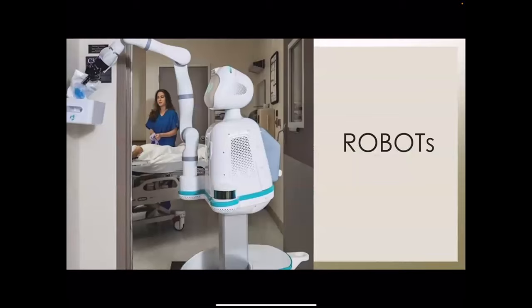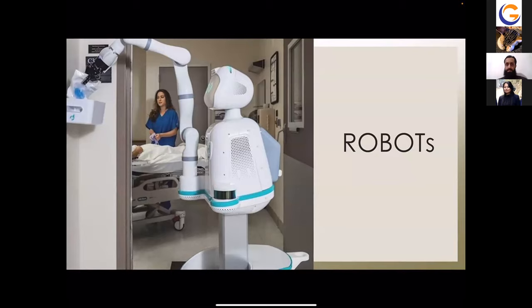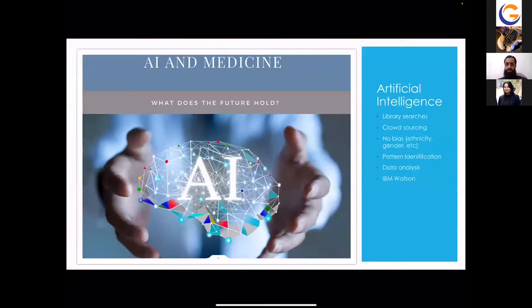Already, you can see that there are some uses out there. Some hospitals have employed robots that are able to get supplies for nurses and offset the demand for healthcare assistance. AI in medicine right now is already being used in some facilities to perform library searches more efficiently than a human could do it. Also to crowdsource data to come up with diagnoses, especially for rare diseases that are often difficult to diagnose. The benefit of artificial intelligence is that they don't have a bias towards the information, and they're extremely good at pattern identification and data analysis.